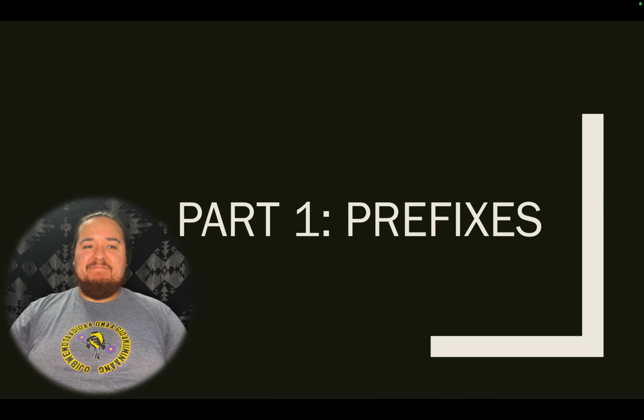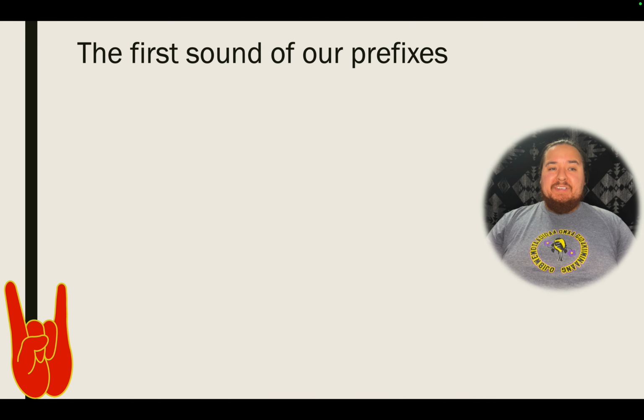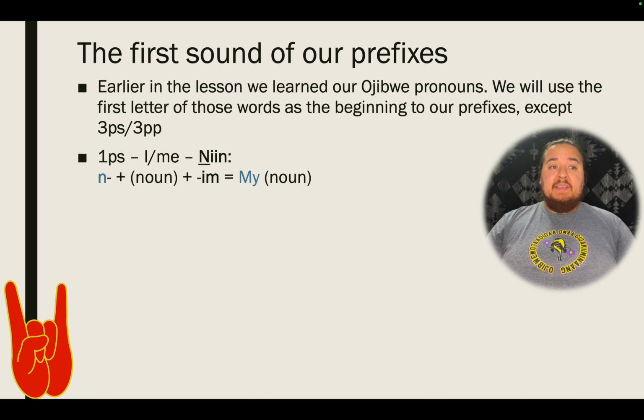So part 1, prefixes. So the first sound of our prefixes, and please, again, write all this stuff down on this slide before moving on. So earlier in the lesson, we learned our Ojibwe pronouns. We'll use the first letter of those words at the beginning of our prefixes, except for third person singular and third person plural. So first person, to express that I own something, we're going to take our Ojibwe word neen, and we're going to use that first letter n as our prefix. So n plus noun plus our suffix im is my noun, my object.